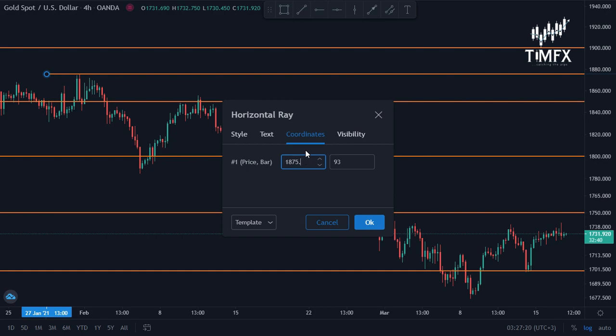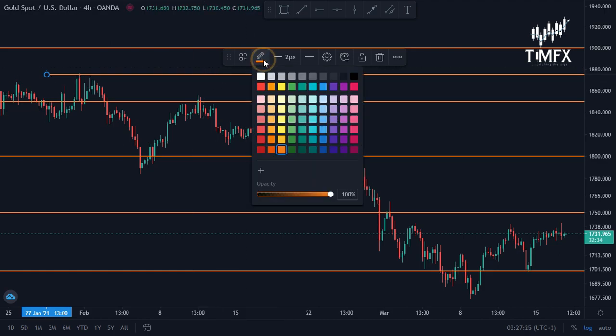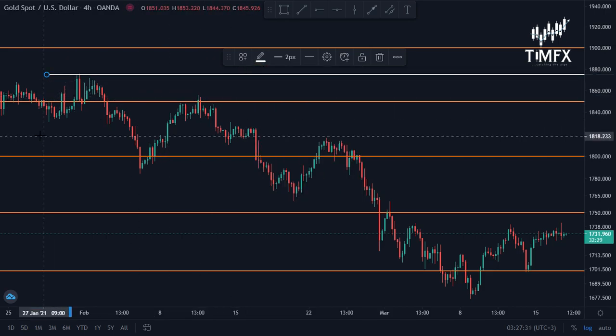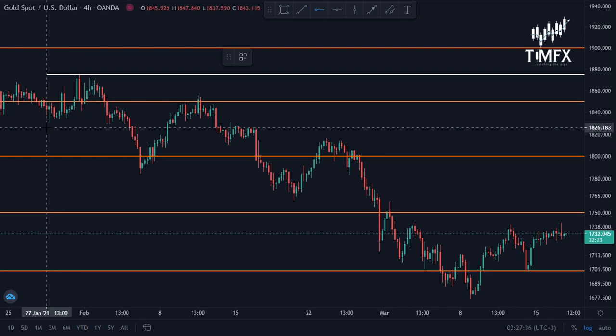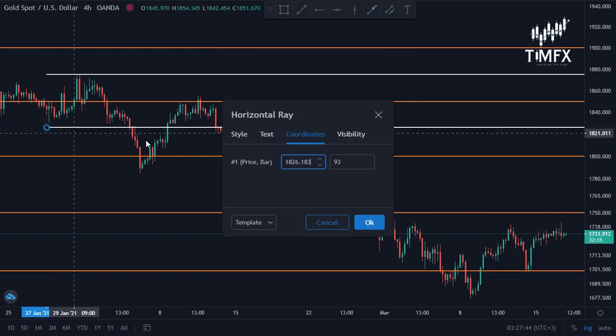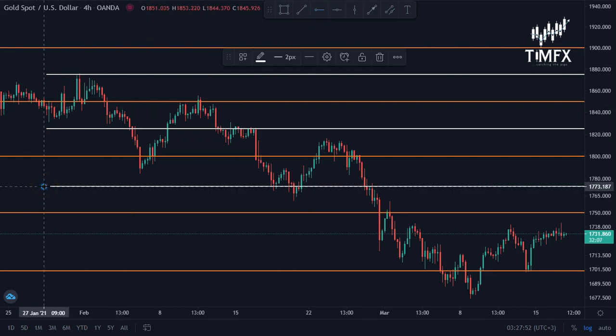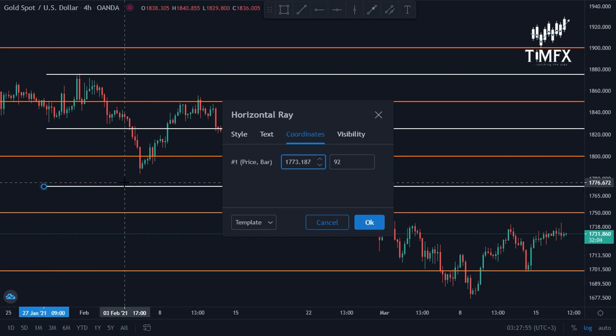1875. Okay. So let's make the 1 hour lines white so that it won't confuse us. Let's pick the horizontal ray again. The midpoint, this one will be 1825. 1825 will be the midpoint. It's white already. The next one will be 1775. 1775 will be the midpoint.